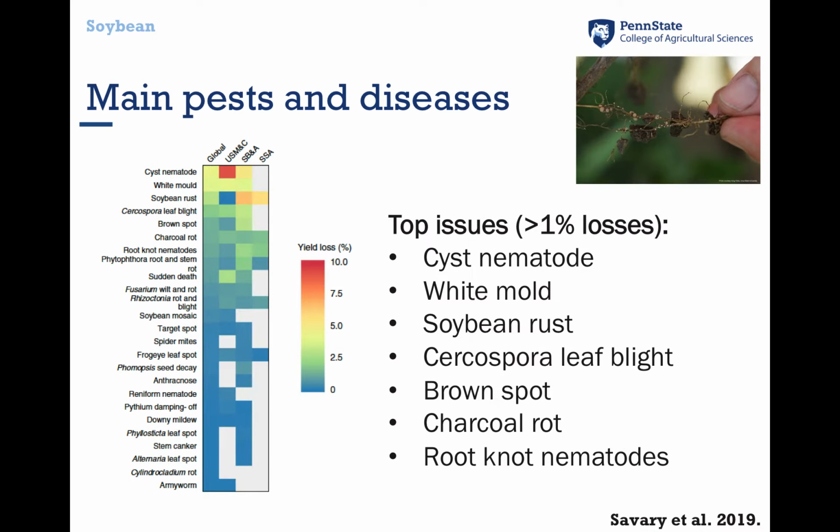Soybean cyst nematode, and that's driven heavily by issues we see here in the US. White mold, another major issue. Soybean rust, even with the gap, again, this is driven by different areas where they're dealing with it. The Cercospora leaf blight, brown spot, charcoal rot, root knot nematodes. We'll focus a little bit more on this sort of data at a US scale.